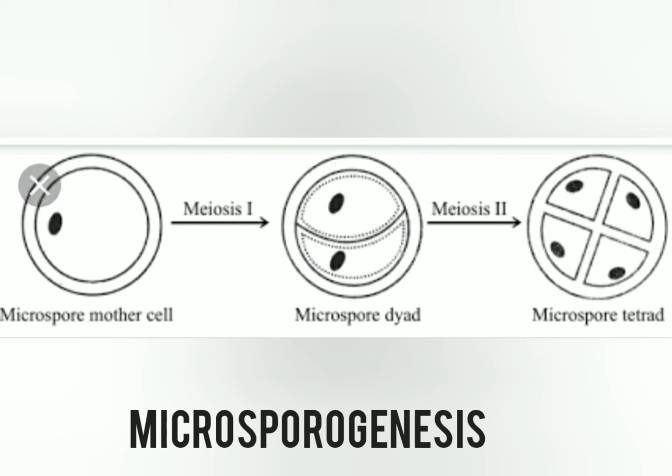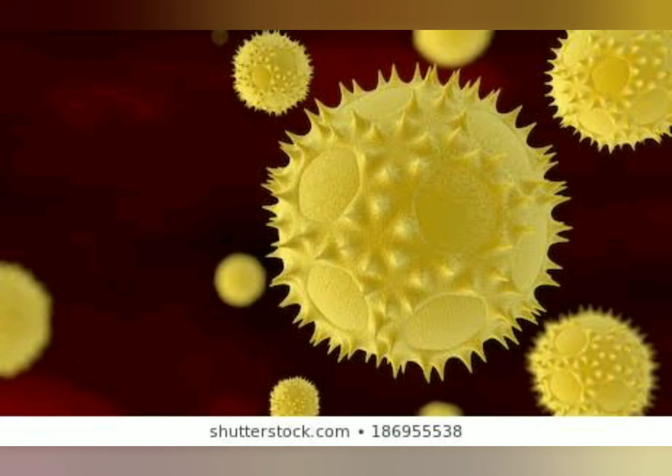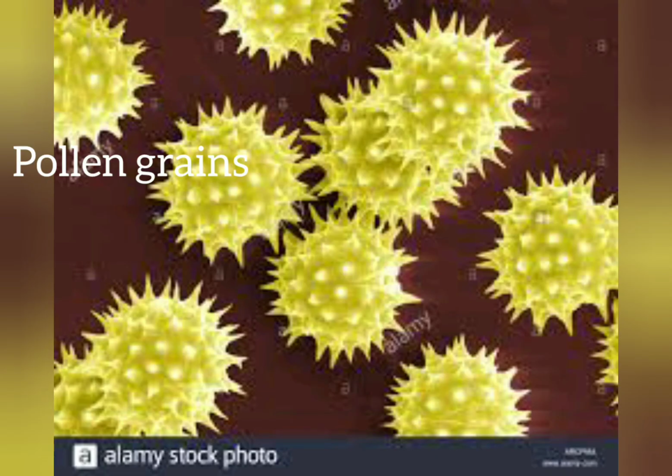Now coming to the structure of pollen grain or microspore, see, these pollen grains or microspores represent the male gametophyte. The average size of the pollen grain may vary from 25 to 50 micrometer in diameter. Each pollen grain is covered by two layers. The outer layer is the exine and the inner layer is known as intine.